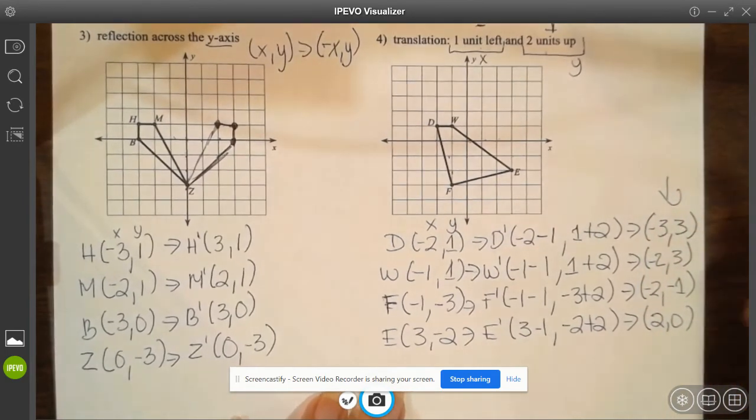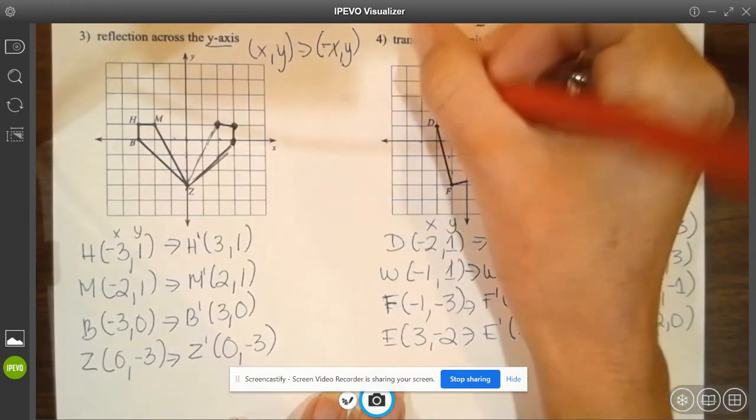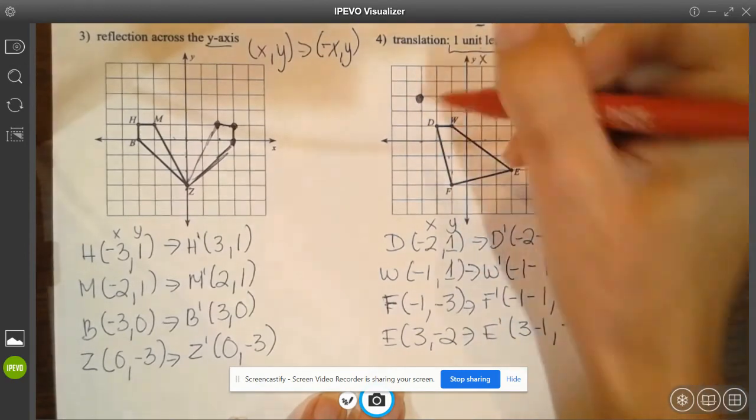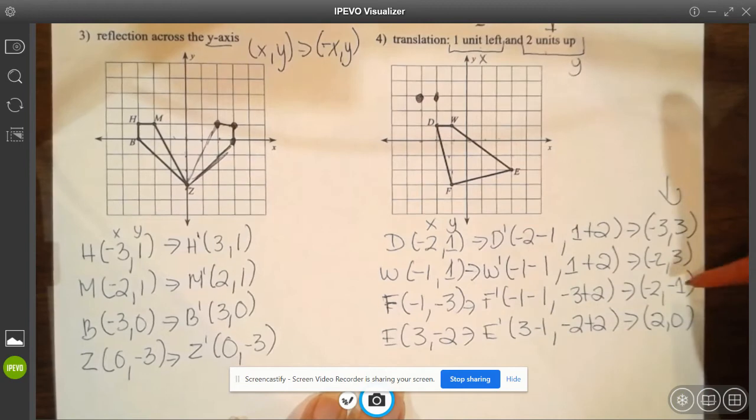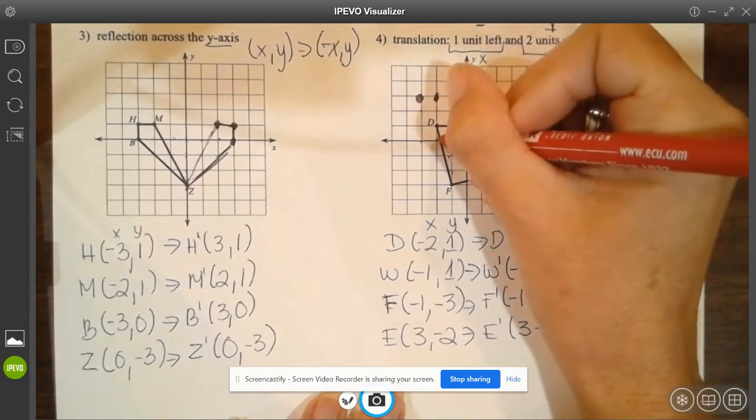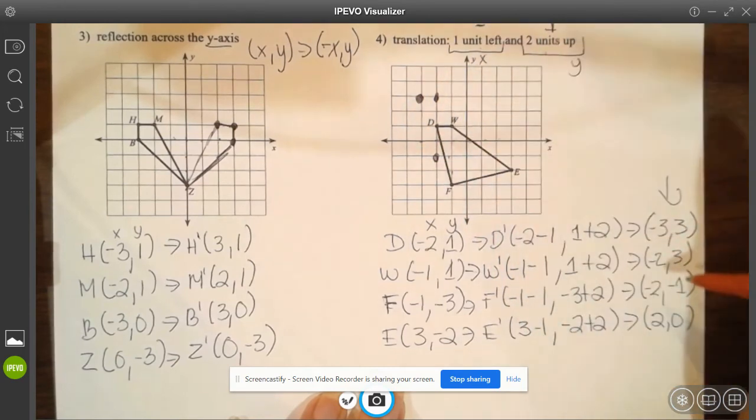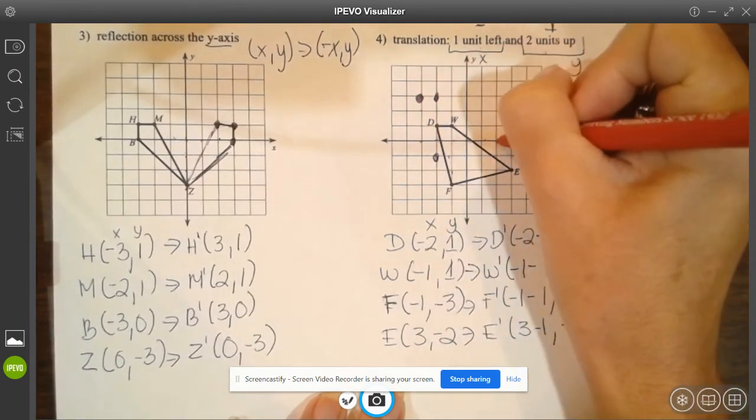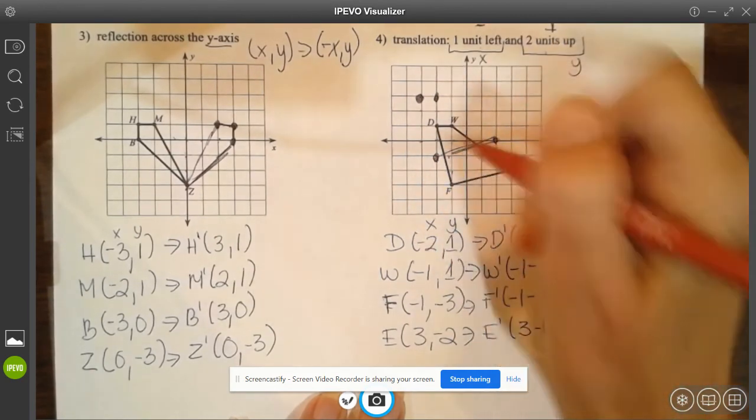So let's do that. -3, 1, 2, 3. That's my new point. -2, 3. That's my other point. -2, -1. And then 2 and 0. And that is my figure.